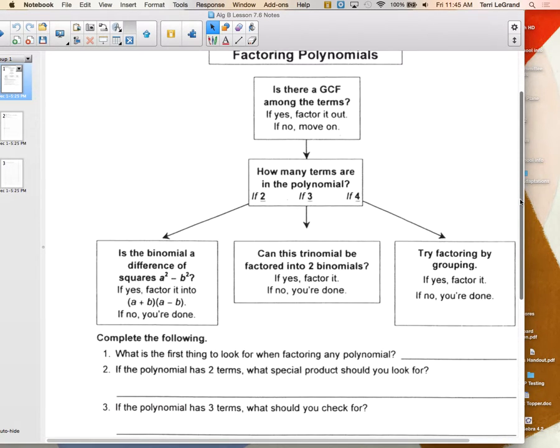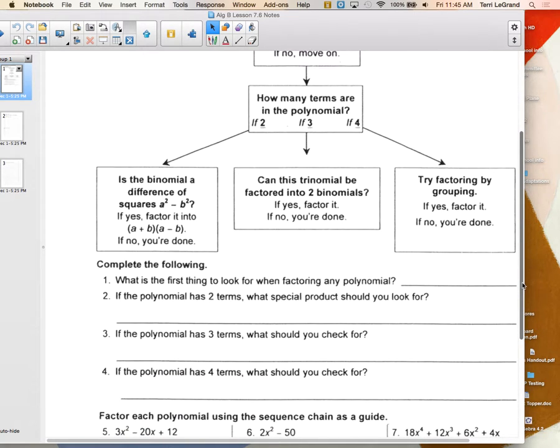It says, first thing you're going to look for, is there a GCF among the terms? So now, just like you did in those first 12 problems for today, you would look to GCF them. So you found the GCF and you factored them by GCFing. Sometimes you can't GCF. So if you can, you do it, and then you move on. If you can't, then you just move on to the next thought process, which next thing you're going to say is, how many terms are there in the polynomial?